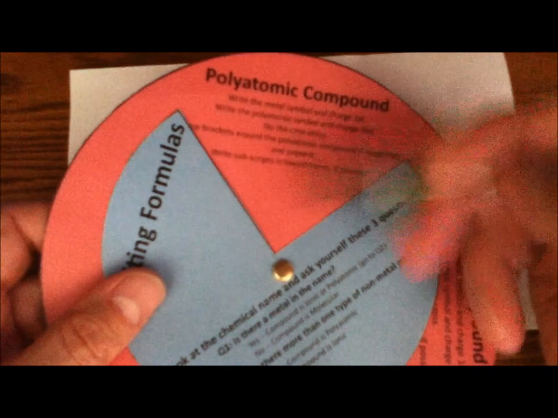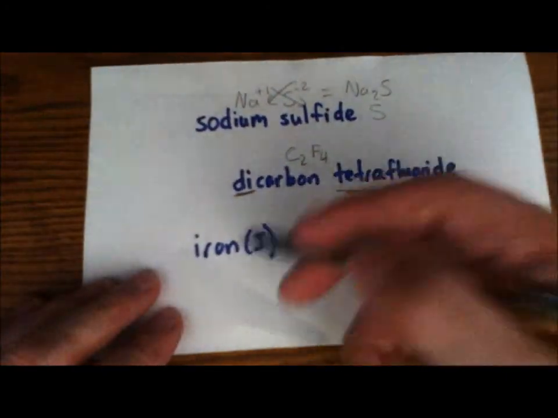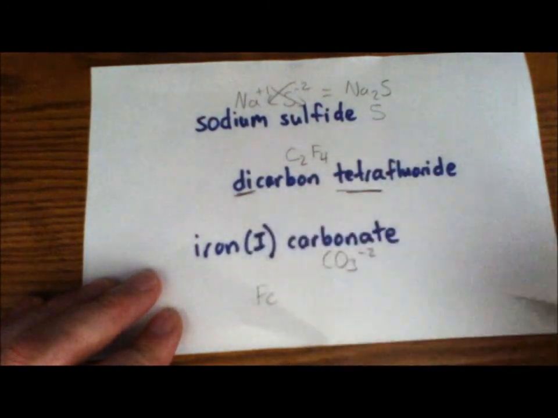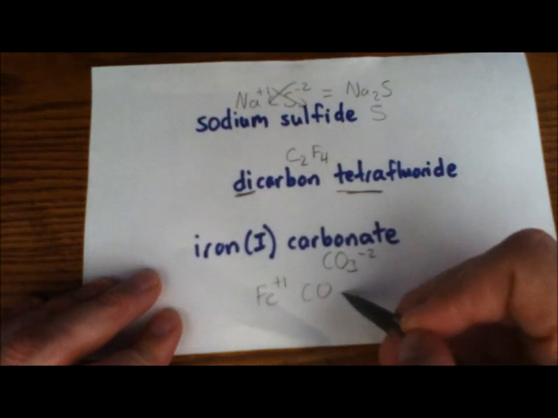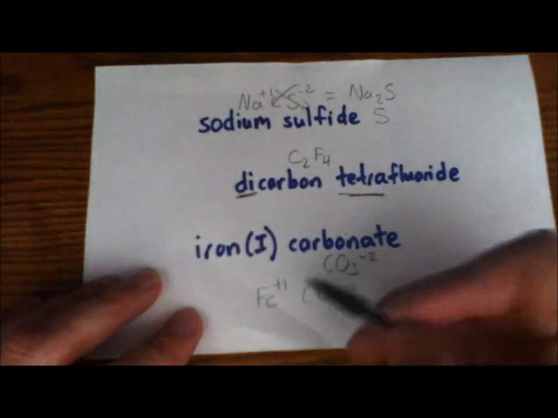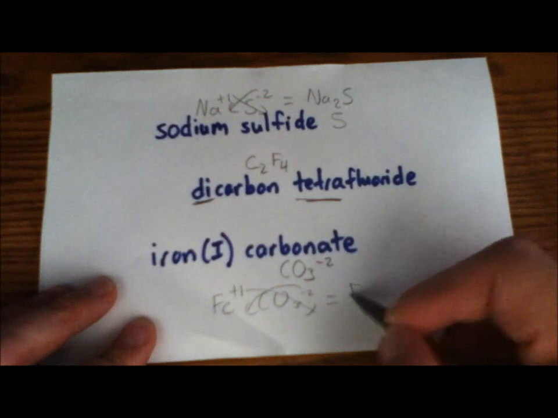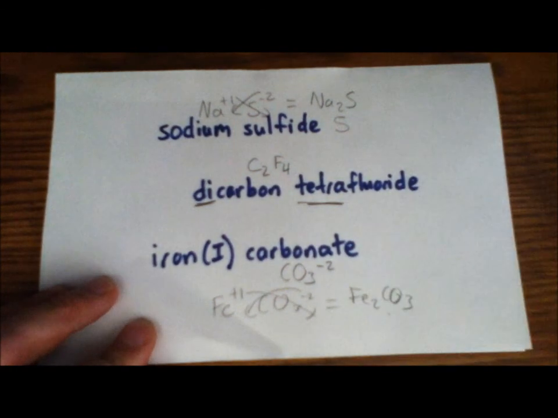If you turn your wheel so the opening is facing polyatomic, follow the instructions there as they're written. What you'll find is iron: you write down the chemical symbol, Fe. The Roman numeral tells you it's a charge of +1. Carbonate, again, is CO3 -2. Do your crisscross like this, and then your formula will be Fe2CO3, and there you go.